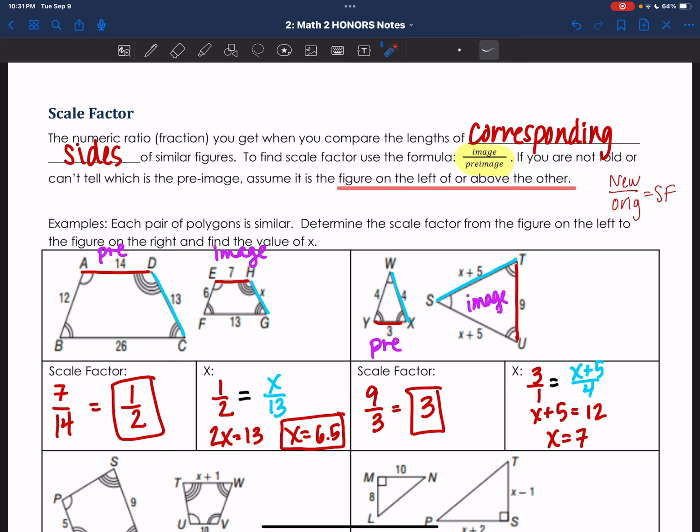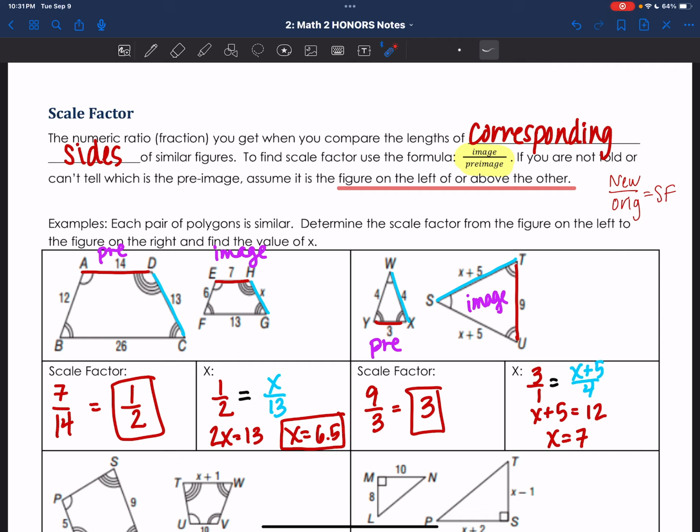So if you're not told or you can't tell which is the pre-image, assume the figure on your left or above the other. So in this case, it doesn't say which one's what. So we know that this is going to be the image, and this is the pre-image. So we're going to go image over pre-image. It wasn't written, so I wrote it in for you.